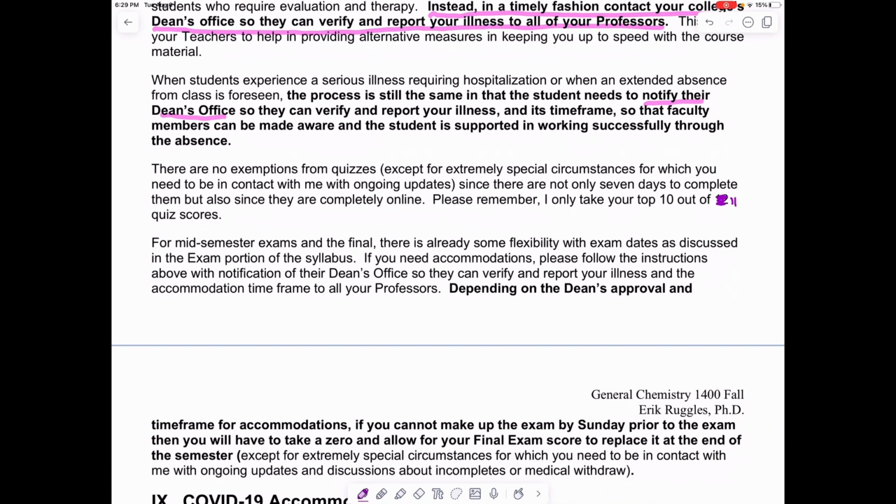For mid-semester and final exams, there is still some flexibility, but again, if issues arise, you definitely need to let the dean's office know, as well as myself. So again, everything needs to go through the dean's office for any type of makeup accommodations, time accommodations, etc.